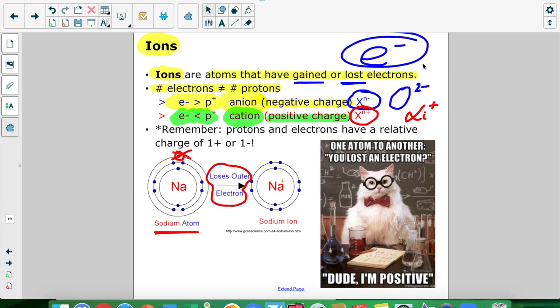So now the sodium has 1 less electron than before. If it has 1 less electron, the number of electrons is not going to be the same as the number of protons anymore. And now we have what we call the sodium ion. Because it has lost 1 electron, the sodium now will have 1 positive charge. And this is the sodium ion.